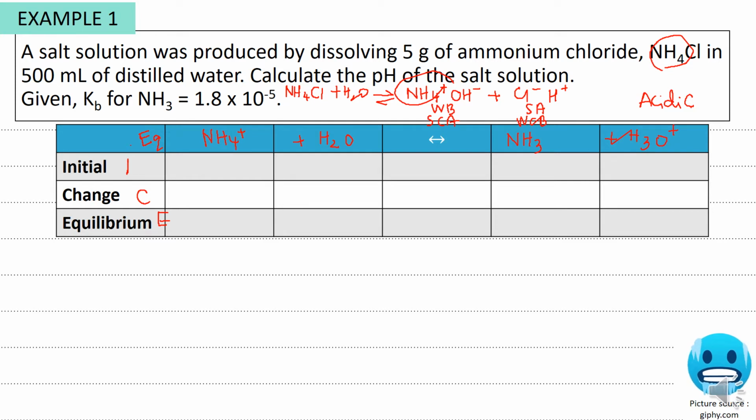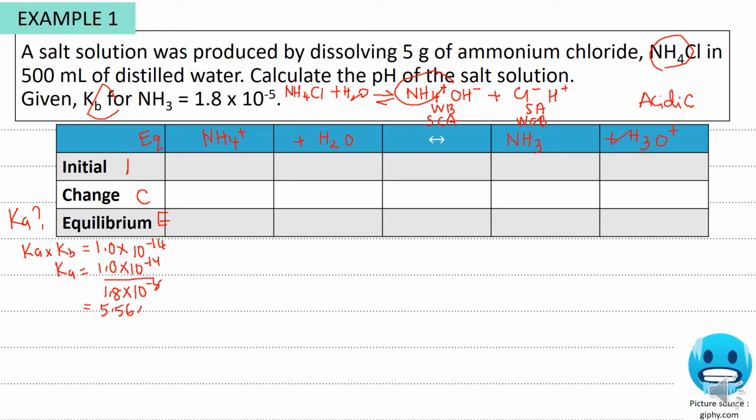Okay, since it is acidic, you will have the Ka. But what is given to you is the Kb, so you need to find the Ka value. Ka times Kb equals 1.0 times 10 to the power of negative 14, the Kw value. So Ka will be equal to 1.0 times 10 to the power of negative 14 divided by the Kb value, 1.8 times 10 to the power of negative 5. You will get 5.56 times 10 to the power of negative 10.